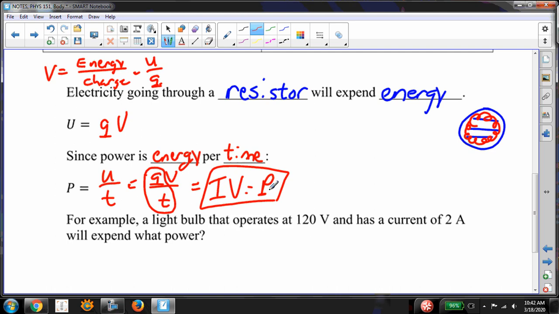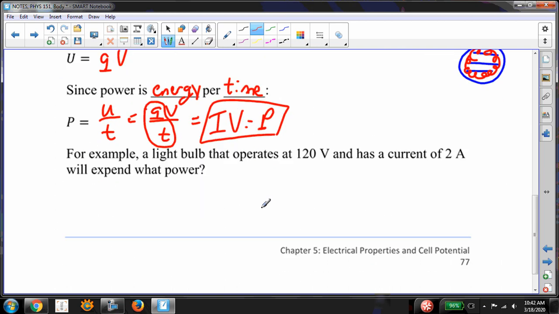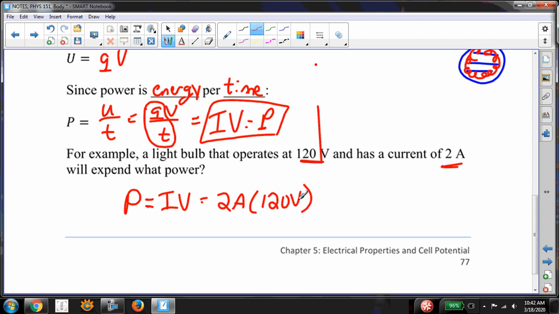Electricians use this a lot to calculate the power that's required for a particular circuit in a home. So for example, a light bulb that operates at 120 volts and has a current of 2 amps, what would be the power of that light bulb? Well, power is equal to I times V, so that's 2 amps times 120 volts. That would be equal to 240 watts. So that's a fairly bright light bulb.